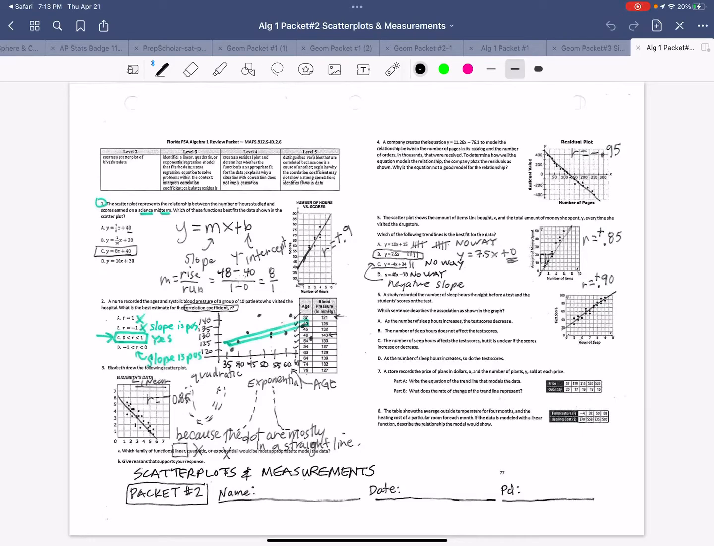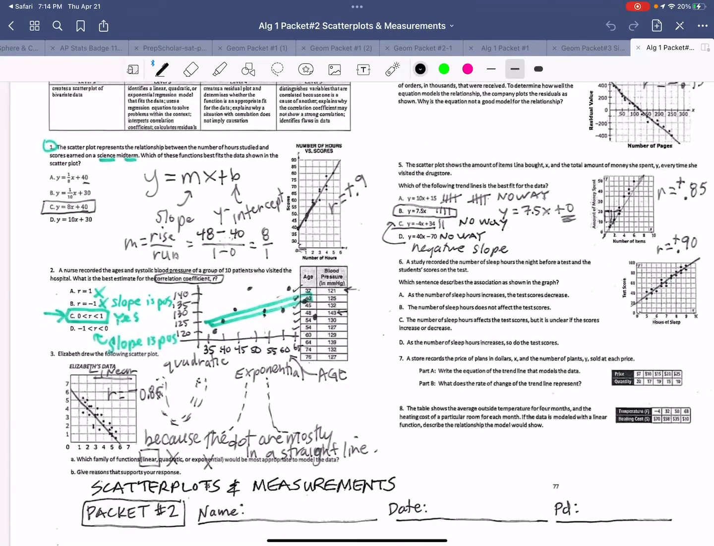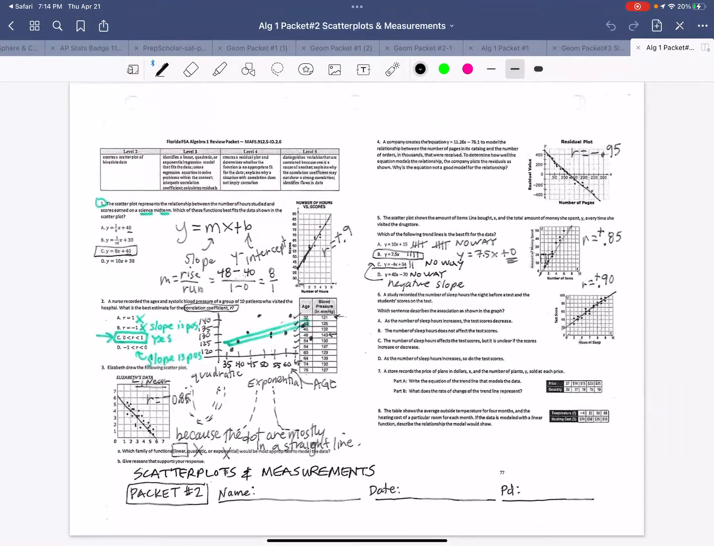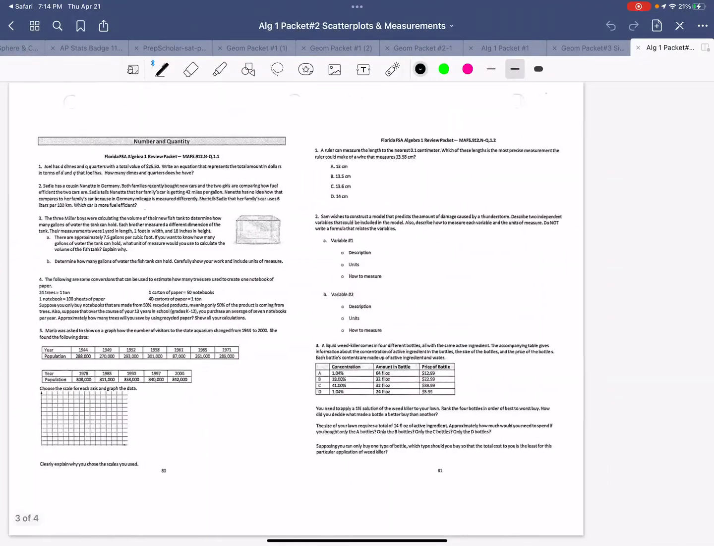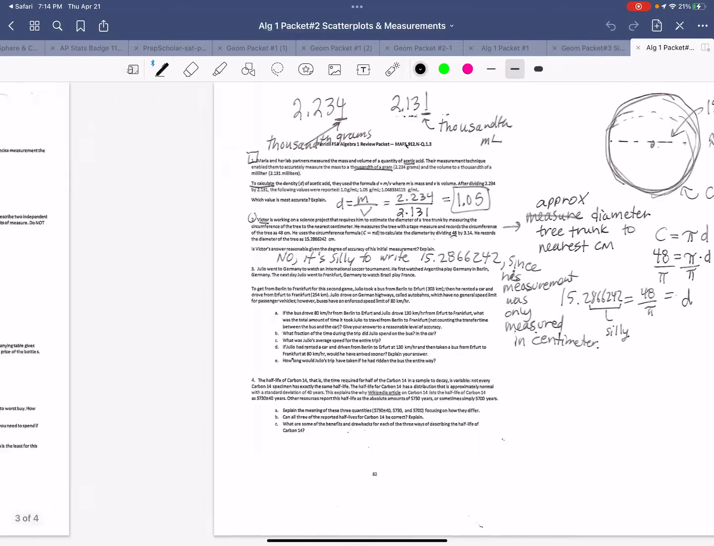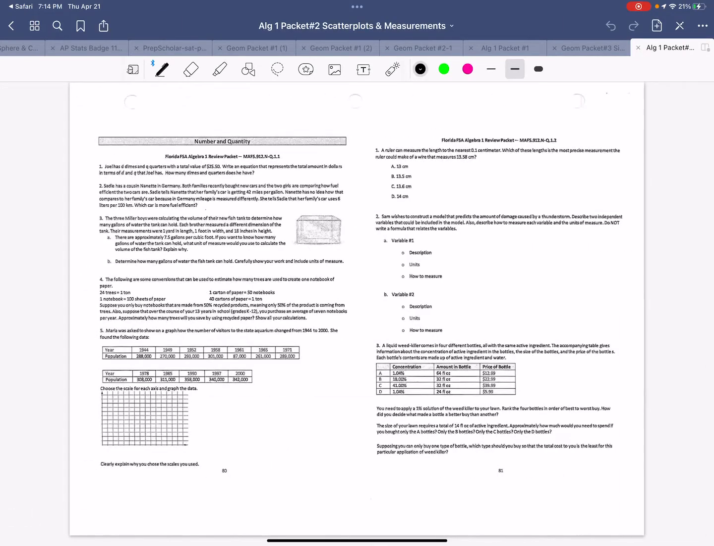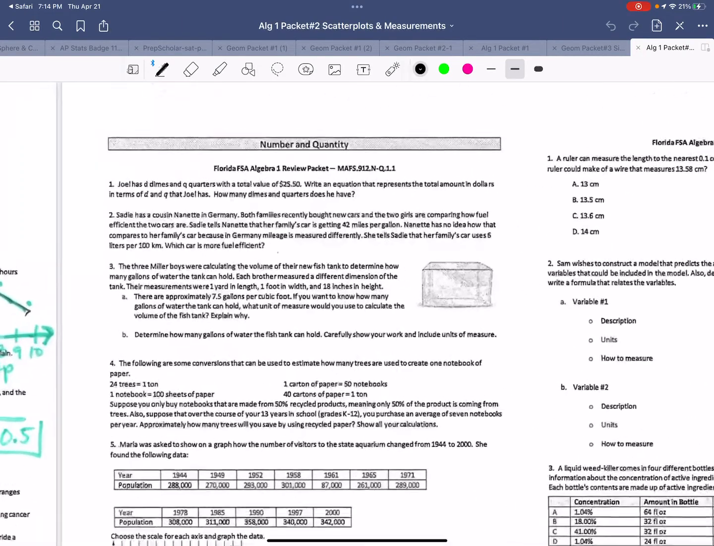Hey guys, we're at packet 2 for Algebra 1, Scatterplots and Measurements. Okay, so we worked through these problems in class, these, and not those, but then these. We only have this one page to do, so let's do it.